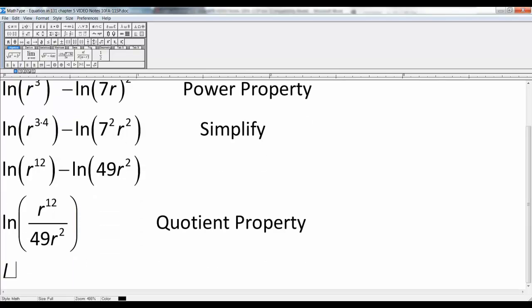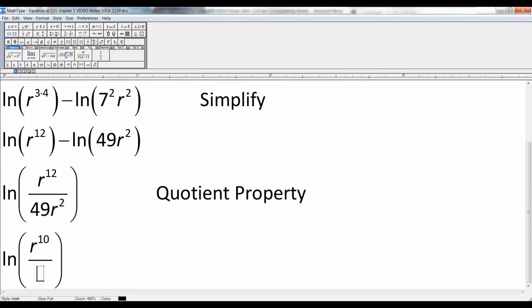All right, so this is the ln of r to the 10 over 49. Because remember, if there's 12 r's on top, 2 on bottom, they cancel and leave you 2 left, or 10 left over on the top. Or you think you could subtract: 12 take away 2 is 10. And the bigger one's on top, so the 10 stays on top. All right, we're done with that one.